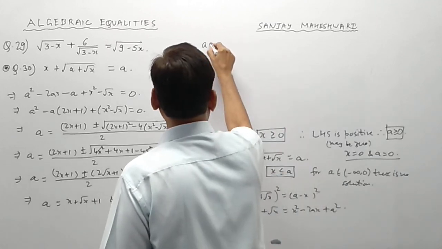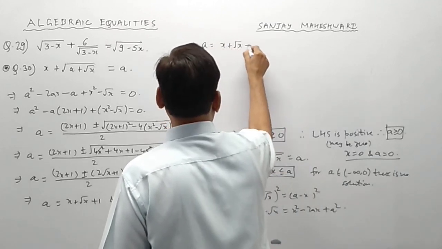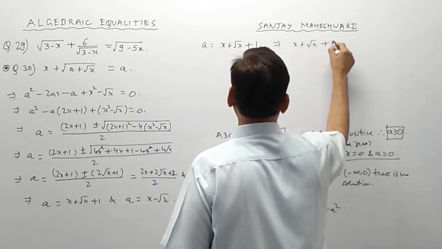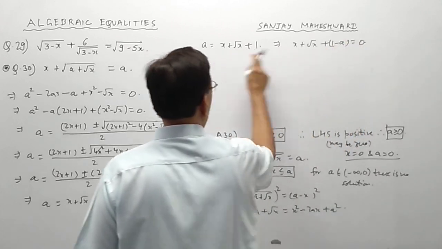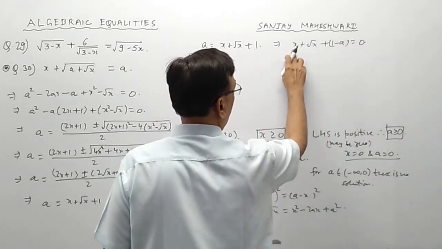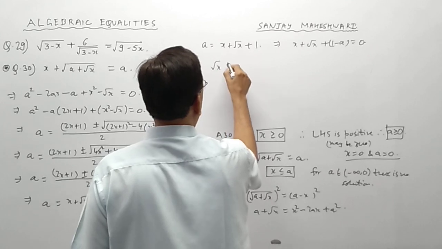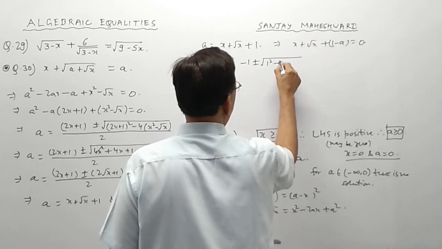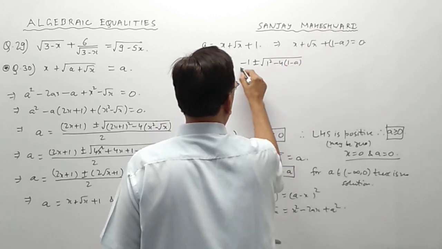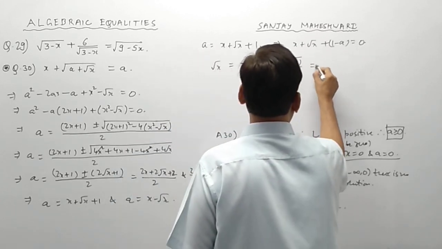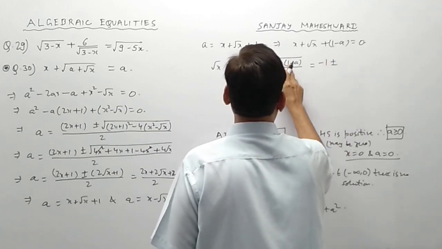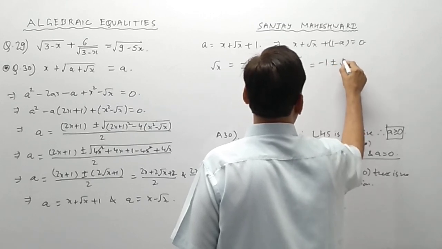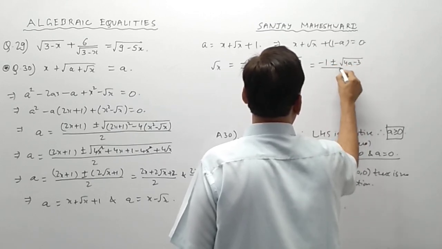So let us start with a is equal to x plus root x plus 1. So this can be written as x plus root x plus 1 minus a is equal to 0. Therefore, this is a quadratic in root x whole square. So we get root x equal to minus 1 plus minus root of b square minus 4ac by 2. So this is equal to minus 1 plus minus root of 4a minus 3 divided by 2.